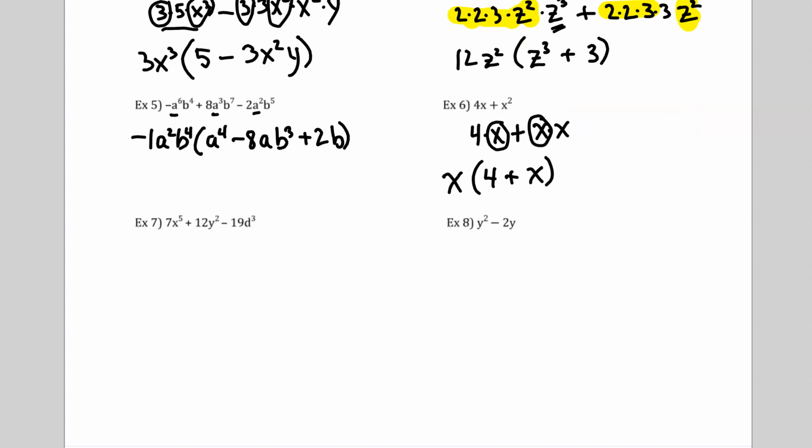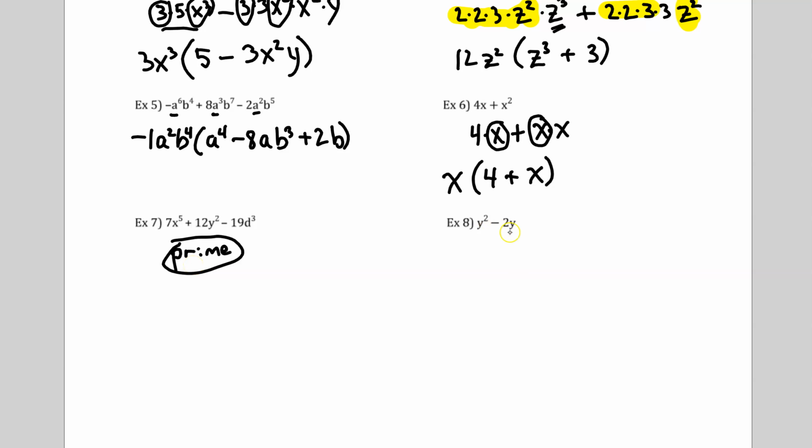And then the last couple examples: 7x to the 5th, 12y squared, and -19d cubed. 7 is prime, so the only factors it has are 7 and 1. And it doesn't share any factors with 12 or negative 19. There's no 7 or 1 in 12. There's no 7 or 1 in 19. And for the variables, I look at x to the 5th. This one doesn't have any x's. Neither does the third. So they don't share any variables. They don't share any common factors other than 1. And so when that happens, we say that this polynomial is prime. And it means it can't be factored any more than it already is.